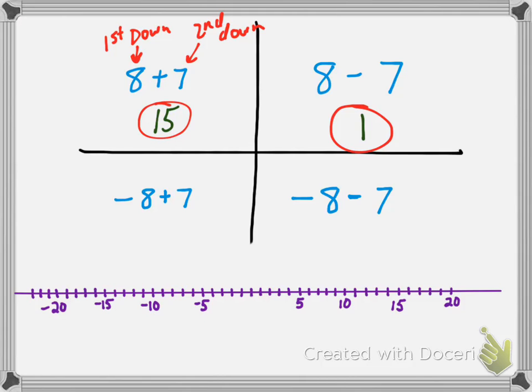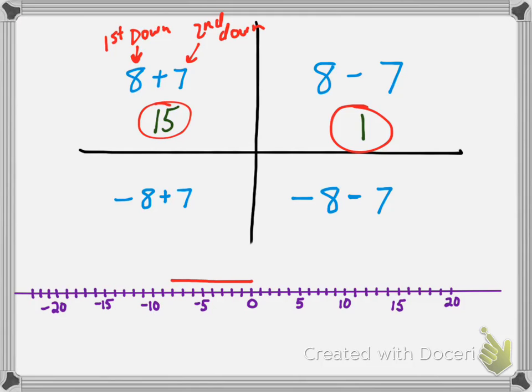I need to get that purple back there so I can put my 0. Where is that? 4, 3, 2, 1, 0. All right. And then again, negative 8 plus 7. So what do we do? Maybe pause the video if you want to try this.